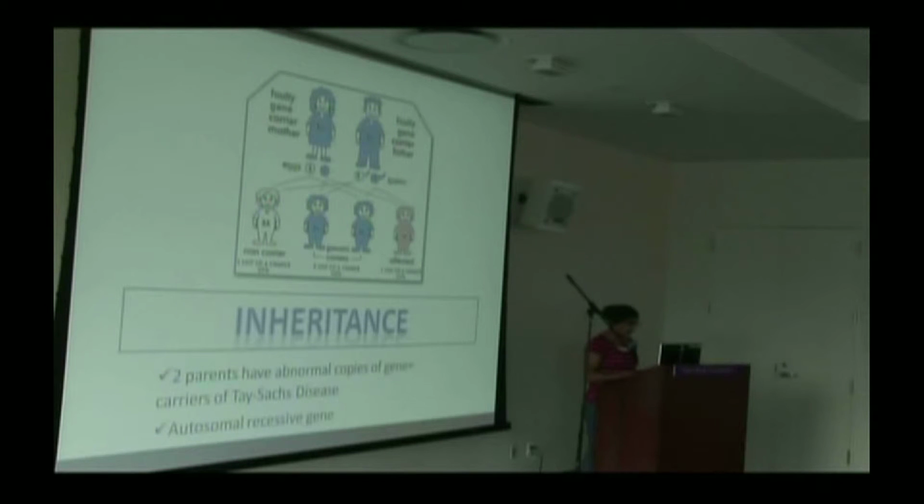Inheritance. Tay-Sachs is an autosomal recessive disease, and in order for a person to inherit it, both parents must have an abnormal copy of the gene, which makes it recessive. Also, since HEXA is a protein, it's not on a sex chromosome, which makes it autosomal.